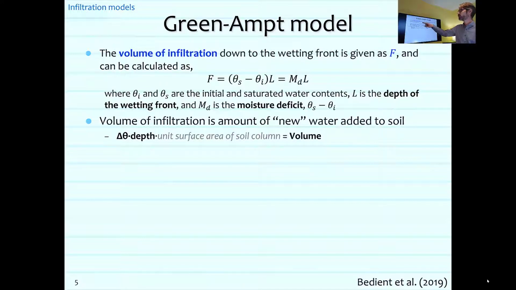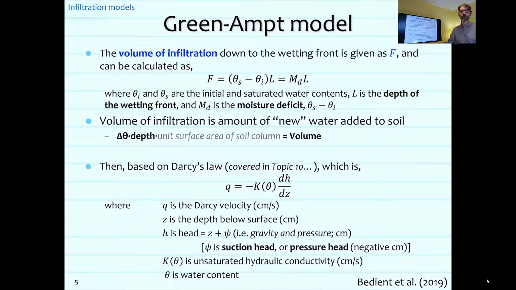We are talking about this as a volume, which is odd because I only have a unit of length here, right? This is millimeters or centimeters, and so it's important to consider that actually this is a volume. The volume of infiltration is the amount of new water that's added to the soil. We have this delta theta times the depth, but implied in there as well is a unit surface area of the soil column. So that area times the depth gives us volume.